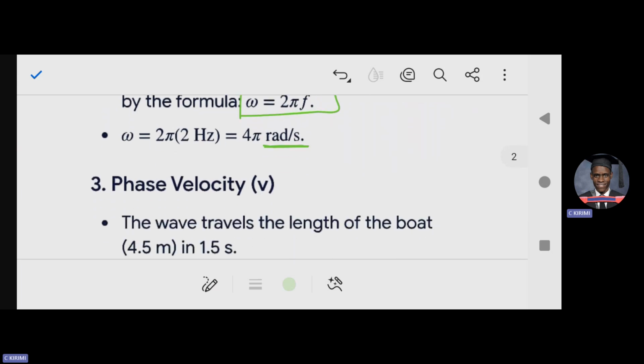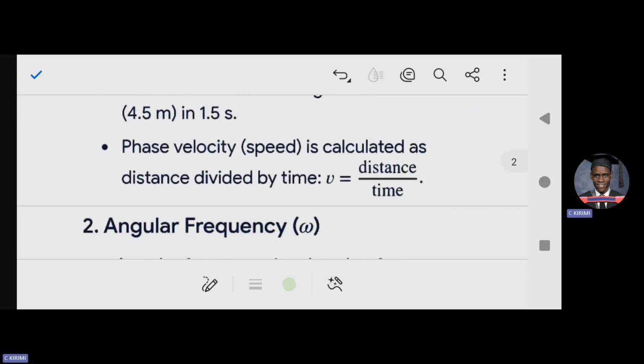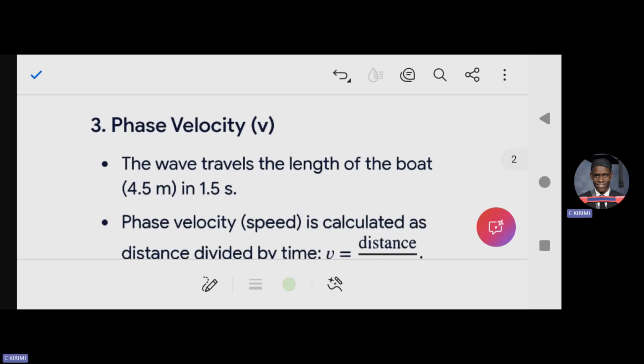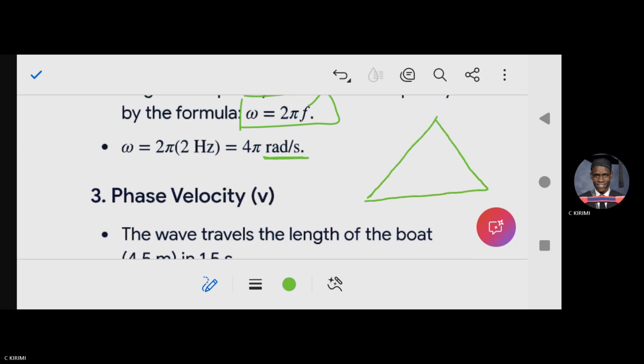For the phase velocity, you can use v is equal to f lambda, or you can say speed is equal to distance over time, like what we did yesterday when I drew the triangle. Speed is equal to distance over time taken.